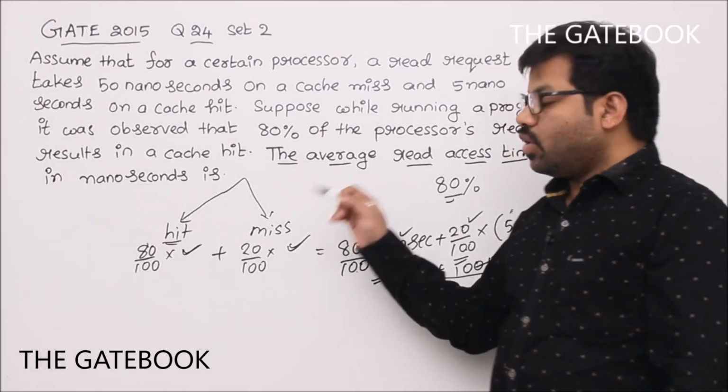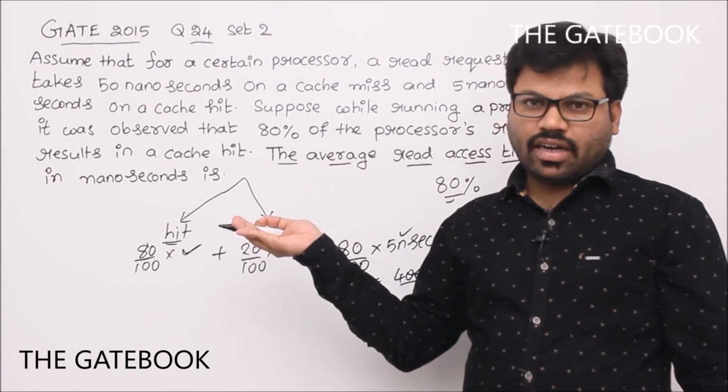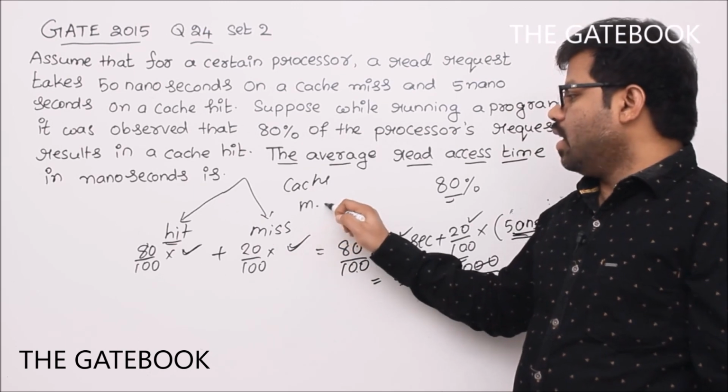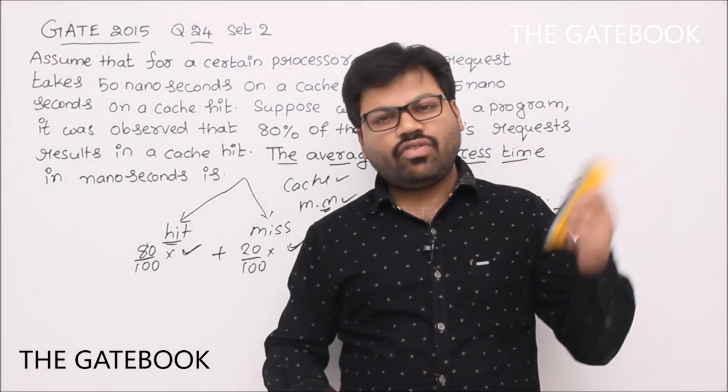So here don't apply that formula, because it is not applicable here. They did not give you cache access time and main memory access time. If they give cache access time and main memory access time, then probably we can go for that formula. That's it.